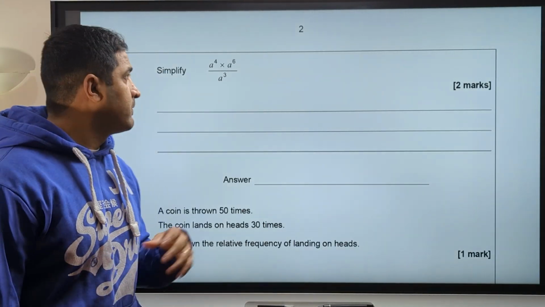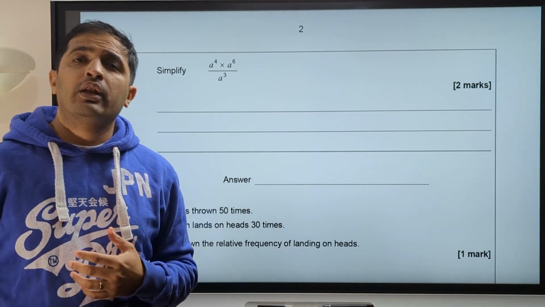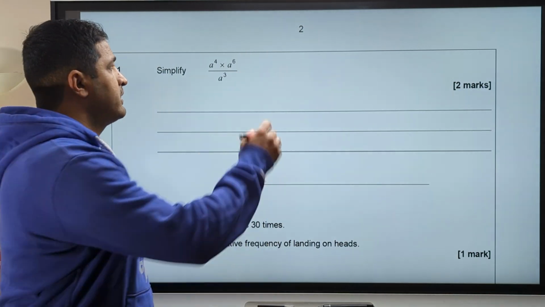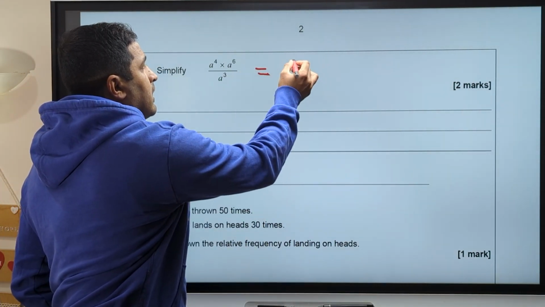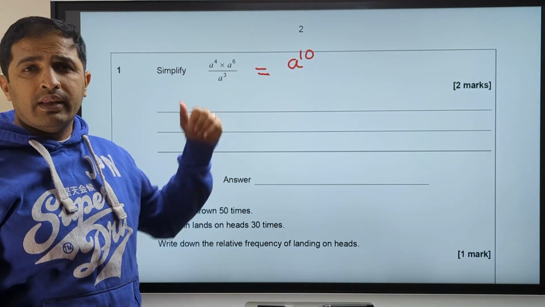First question, a to the power 4 times a to the power 6. So we're looking at laws of indices. A to the power 4 multiplied by a to the power 6 gives a to the power 10. When you have the same base, you add the powers.